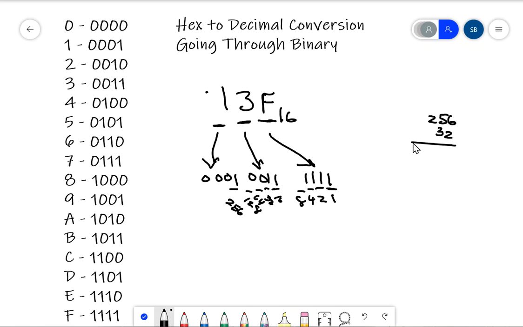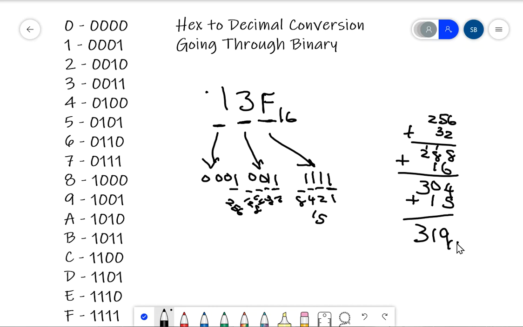So 256 plus 32. Got to do additions, right? 8, 8, 288. Looks good to me. Plus 16, that's the next place that I have a 1. 14, carry the 1. 8, 9, 10, 0, carry the 1. That's 304. Right? And it looks to me like all 4 of these are a 1. So I know that's 15. So I'm going to take a shortcut rather than adding 8, 4, 2, and 1, and I'm just going to add 15 to this. Right? And I end up with a result of 319, and that's a decimal number.